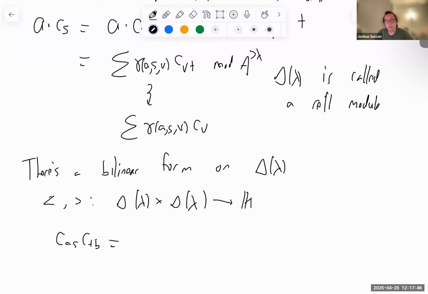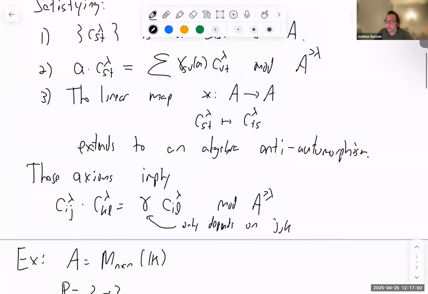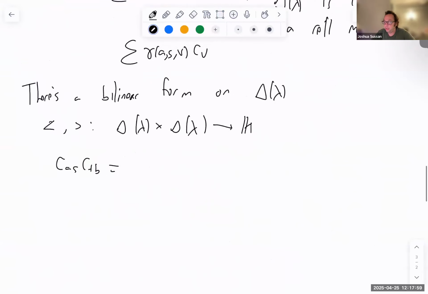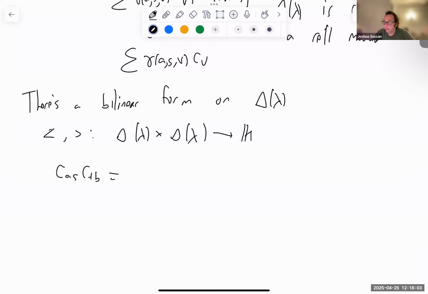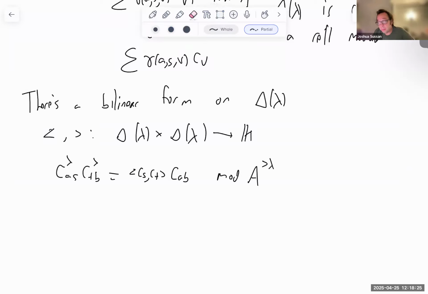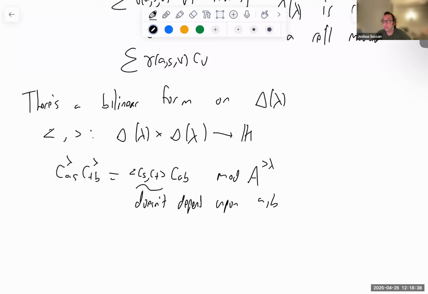if I multiply these together, we know from the remark much earlier that I get this matrix type multiplication mod higher terms with some coefficient in front. I get lambda mod higher terms, and the coefficient in front, which I called gamma earlier, I'm now going to call CSCT. And by the theory of cellular algebras, this thing doesn't depend upon A and B. This is how the pairing of CS and CT is defined.